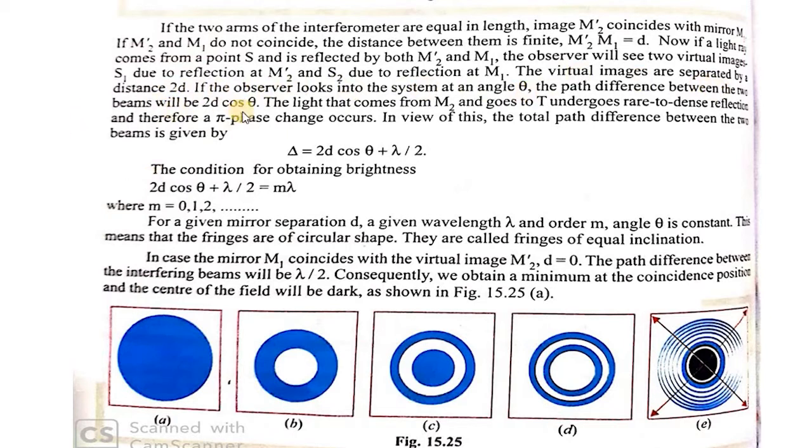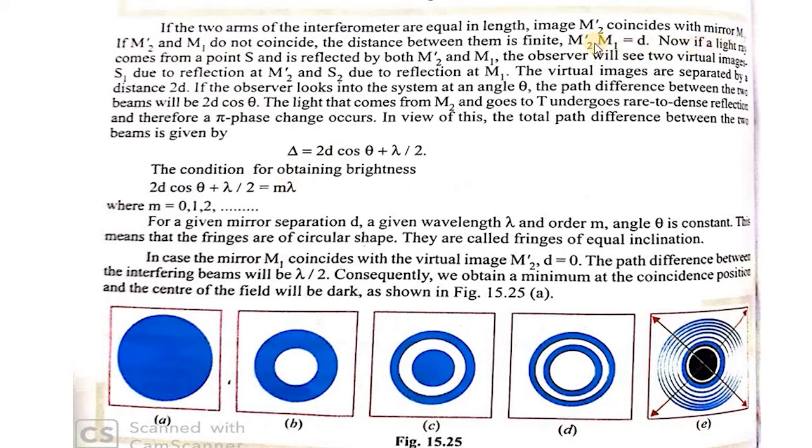If there is an air film, the path difference will be 2D cos theta, and if a phase change occurs due to reflection, an additional path difference of lambda by 2 also occurs, and that we have discussed: 2D cos theta plus lambda by 2. The same thing is happening here also. So I can put the condition for constructive interference and the condition for destructive interference.